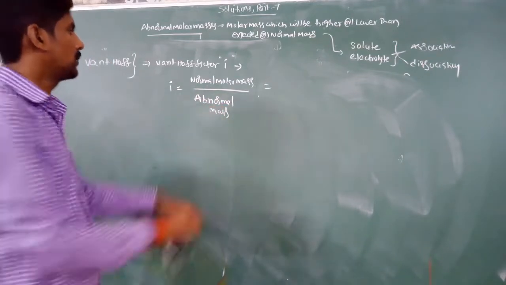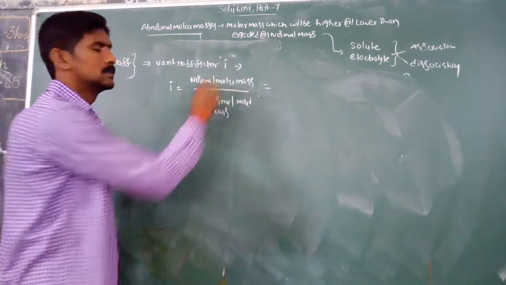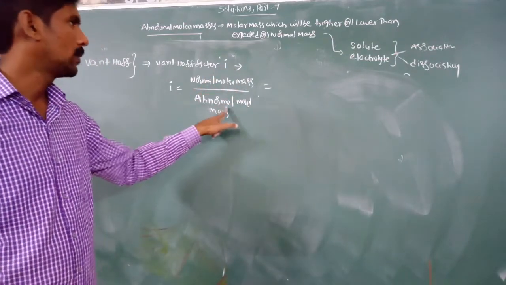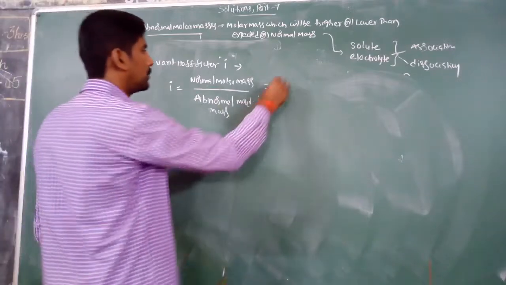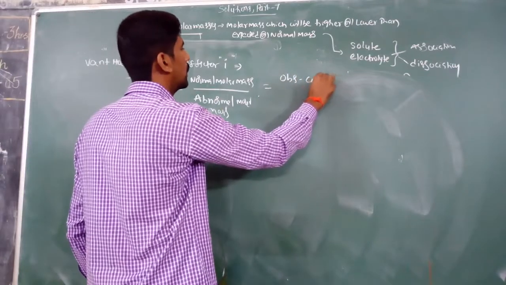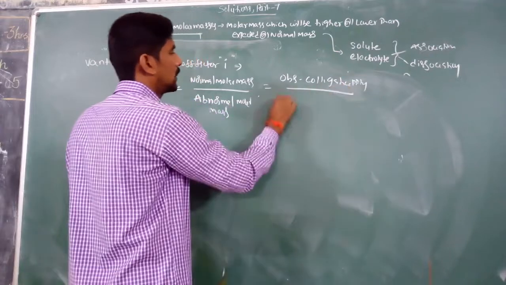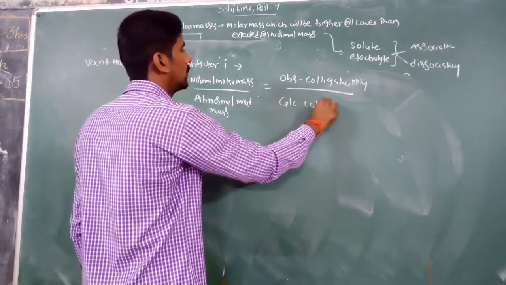Normal by abnormal molar mass. Simply, i is the ratio of normal molar mass by abnormal molar mass. It is the ratio of observed colligative property to calculated colligative property.